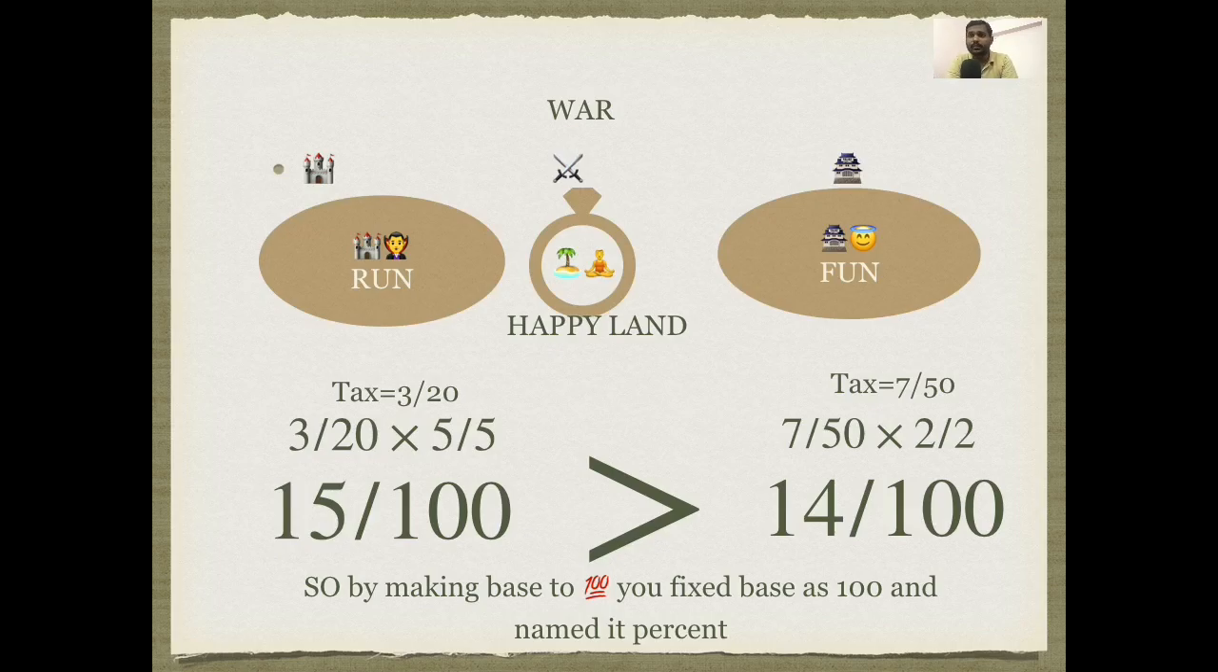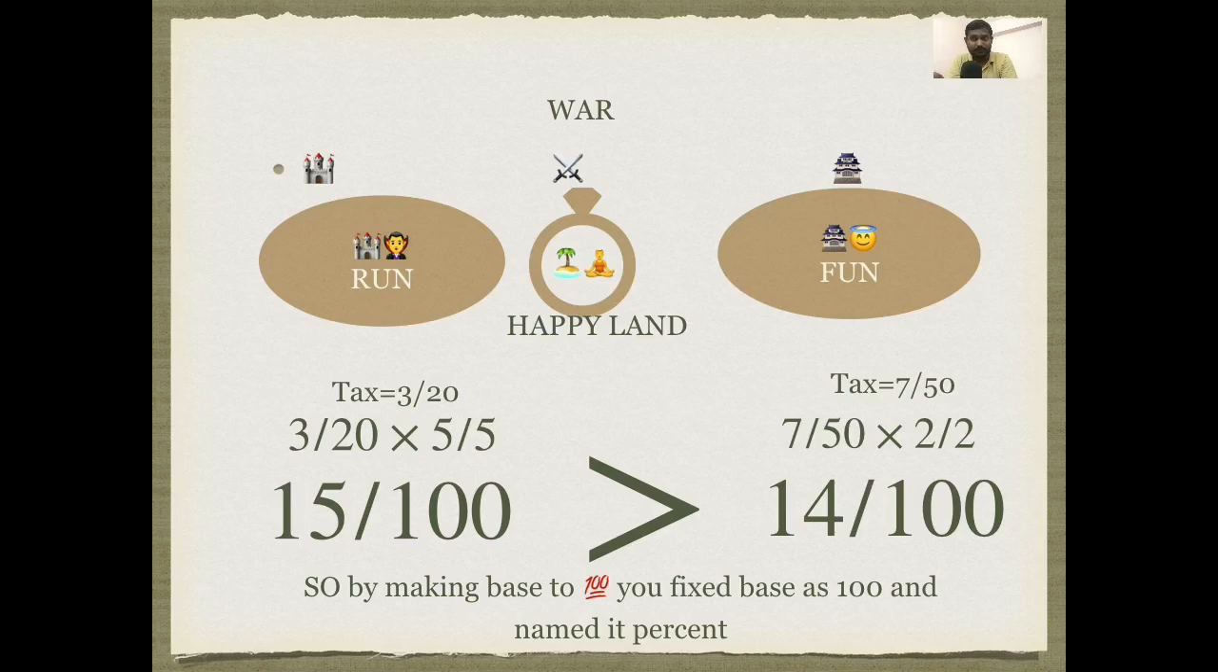So as a wise man, you went ahead comparing economic factor, taxation. Run charges 3 out of 20 as a taxation. In case of Fun, it is 7 by 50. For a layman's view, it is Fun that is collecting a lot of tax. But being a wise man, you decided to equalize the basis. So now it is 15 by 100 and 14 by 100. And it's obviously clear that Run is collecting a lot of taxes. So you went ahead with Fun.